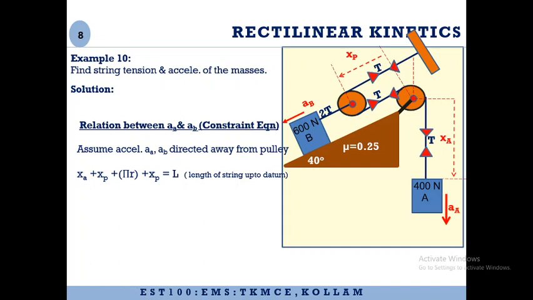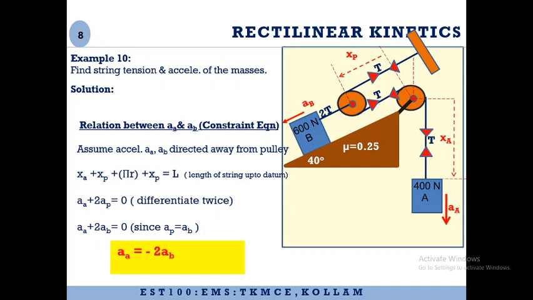So if you differentiate this twice, you will get AA plus 2AP equal to 0. Now the motion of the pulley and block B is the same. Therefore, we replace AP by AB. So AA plus 2AB equals 0. You will get equation number 1 as AA equals minus 2AB.